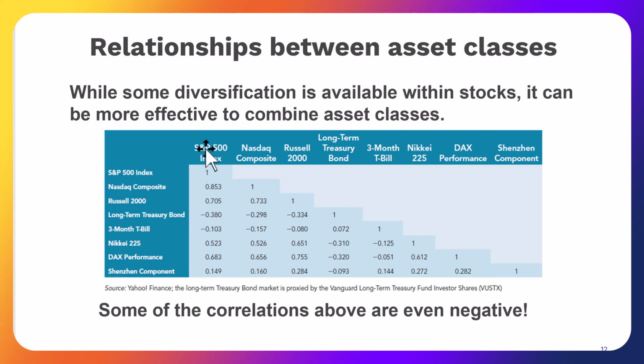For example, what if we put the S&P 500, the biggest 500 companies, with the Russell 2000, which is the next 2000 in size? These are smaller, mid-sized companies compared to large companies. It still has a pretty high correlation. Adding international investments to our domestic investments, for example the Shenzhen Component, a Chinese market, has a very low relationship to the S&P 500.